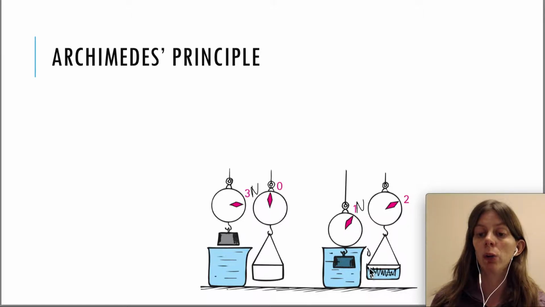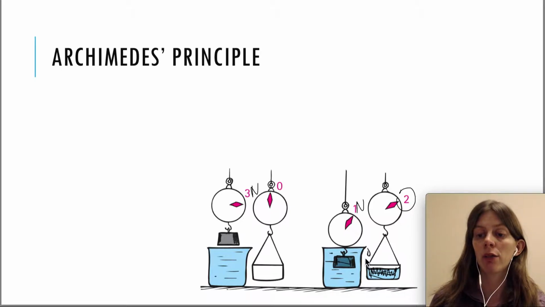So first of all, what do we know about this amount of fluid that was displaced? It must be the same volume as the object. Now, what do we notice about the weight of this fluid that was displaced? It's 2 newtons. It's exactly equal to the amount of force that was exerted on this block in order to push 2 newtons of water into this container.